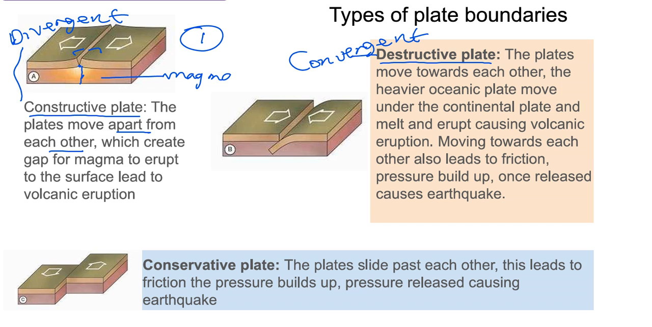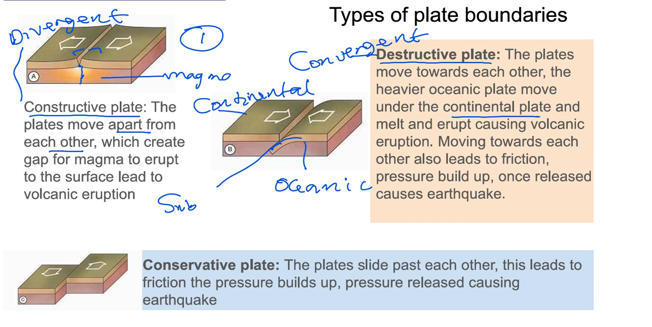So you find out that the heavier oceanic plate, I told you the oceanic plate has a higher density. So this is oceanic and this is continental. So the heavier oceanic plate moves under the continental plate because it is lighter. So it moves under, and this point where it moves under is what we refer to as the subduction zone.